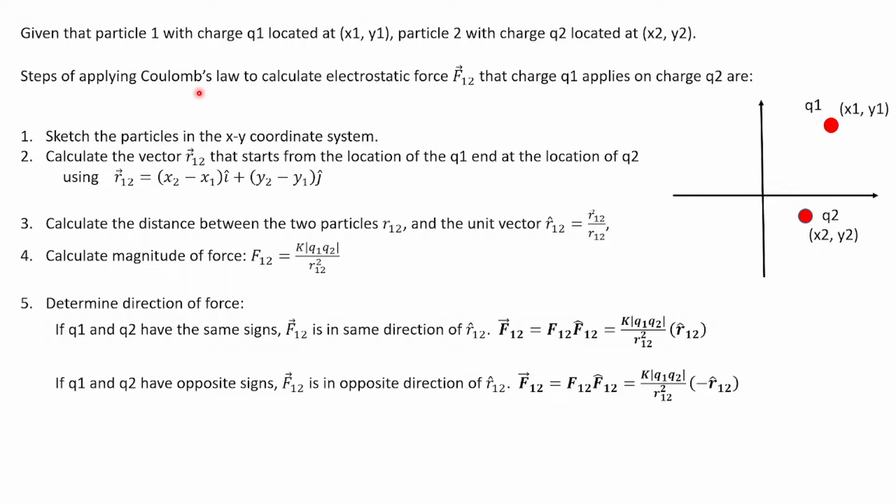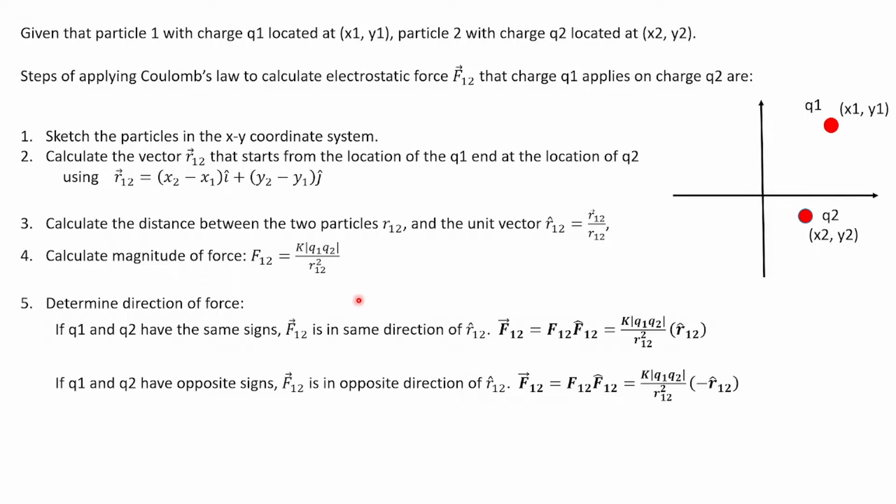We can apply the following 5 steps to calculate the electrostatic force that charge Q1 applies on charge Q2. The first step is to sketch the locations of these two particles in the coordinate system. This sketch will be very helpful to visualize the problem and also will help us check our answers after we solve the problem.